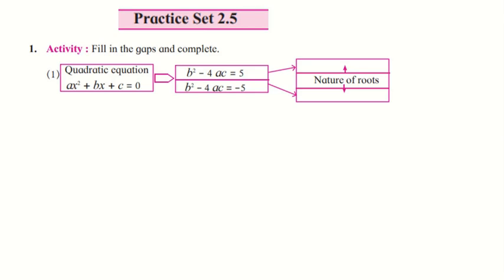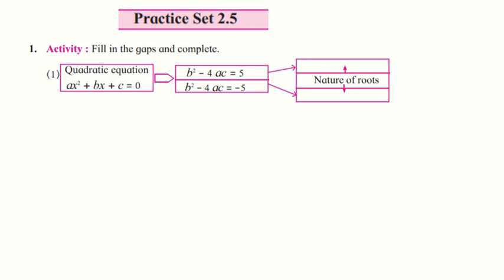Let's start with practice set 2.5. Here we have an activity given where there is a picture and we have to fill in the blanks and complete it. In this picture, we have been given a quadratic equation which is ax square plus bx plus c is equal to 0.